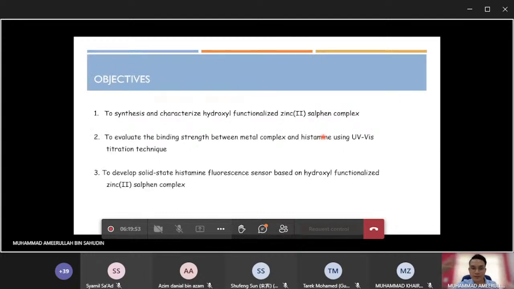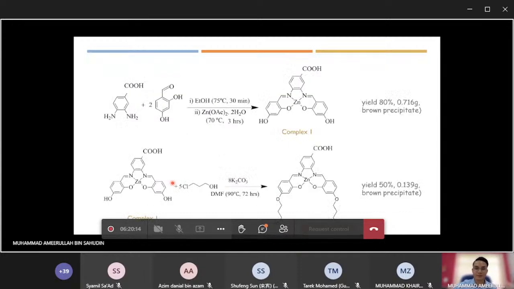Okay, so the objective here is to synthesize and characterize the hydroxy-functional complex, and we will evaluate the binding strength between the metal complex and histamine using the UV-visible titration technique. This is a solution study, and therefore we developed a solid-state histamine fluorescence sensor, using fluorescence spectroscopy, based on the sensing material. So first, we synthesize the complex.